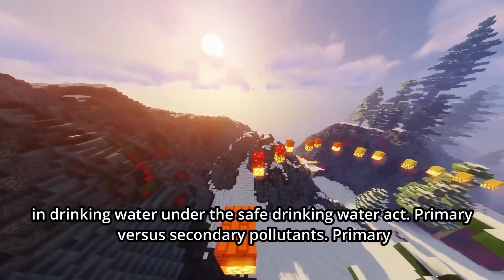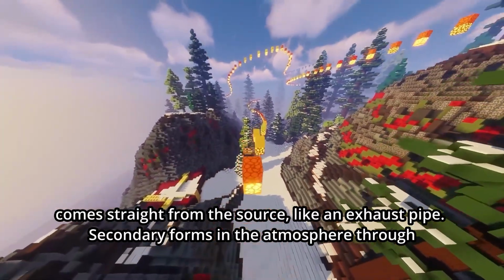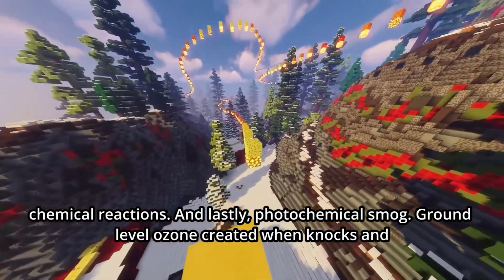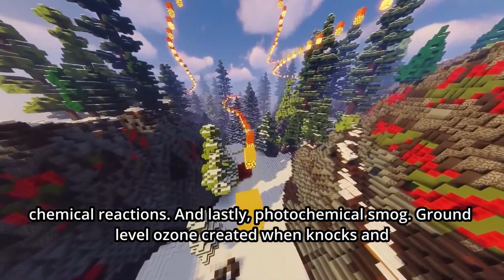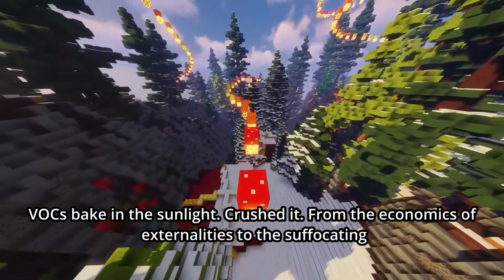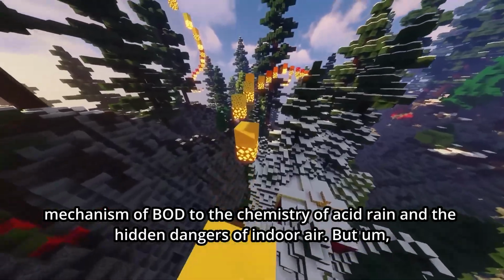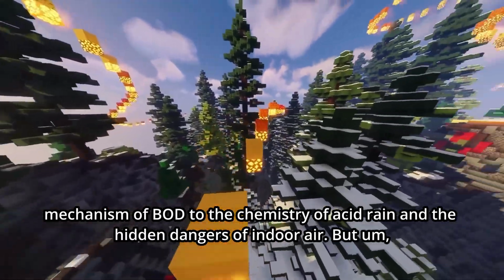Primary versus secondary pollutants. Primary comes straight from the source, like an exhaust pipe. Secondary forms in the atmosphere through chemical reactions. And lastly, photochemical smog. Ground-level ozone created when NOx and VOCs bake in the sunlight. Crushed it. From the economics of externalities, to the suffocating mechanism of BOD, to the chemistry of acid rain, and the hidden dangers of indoor air.